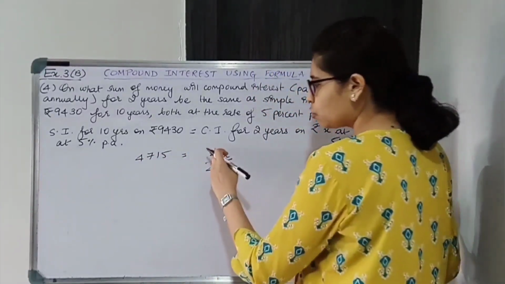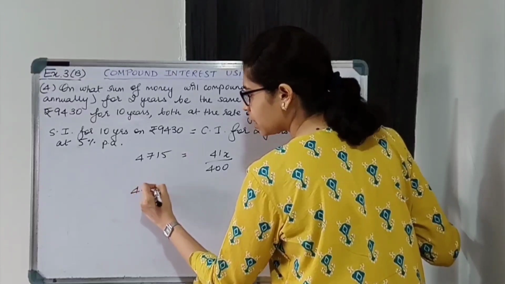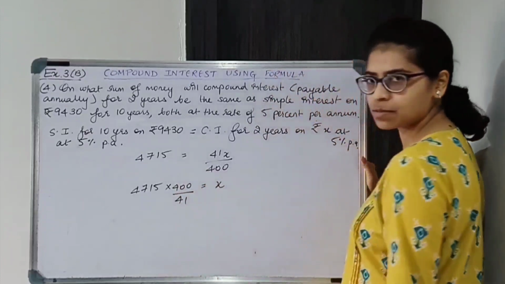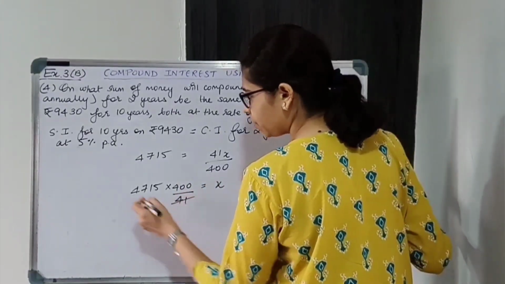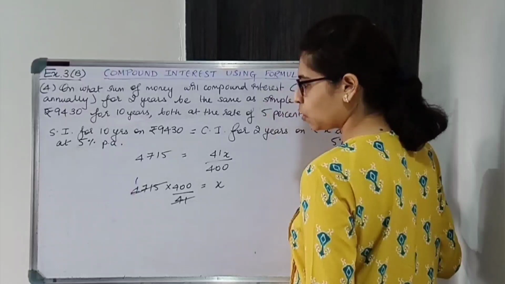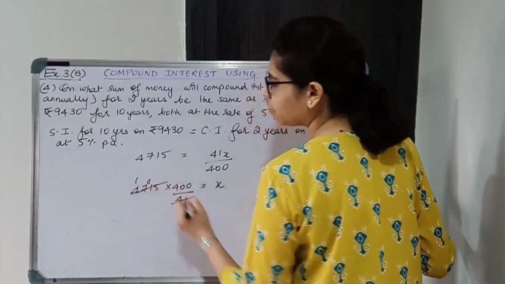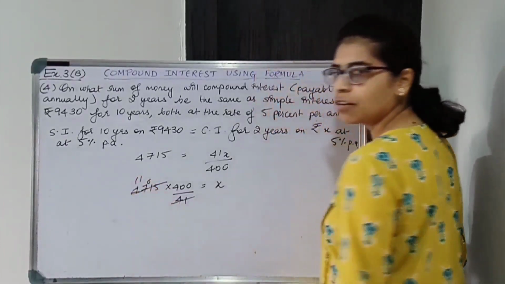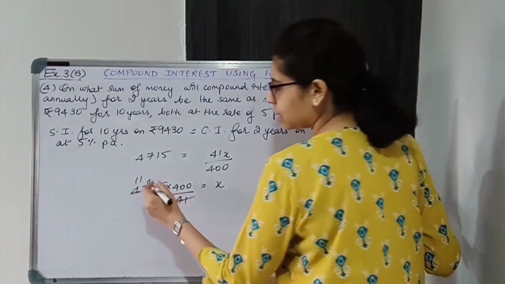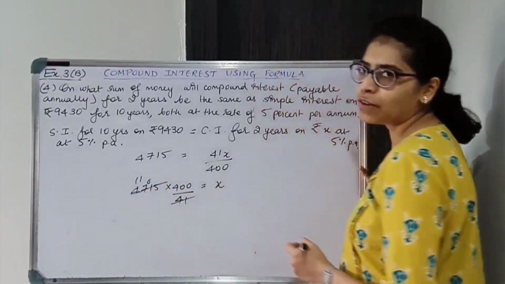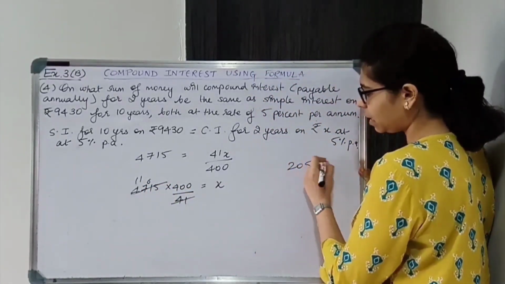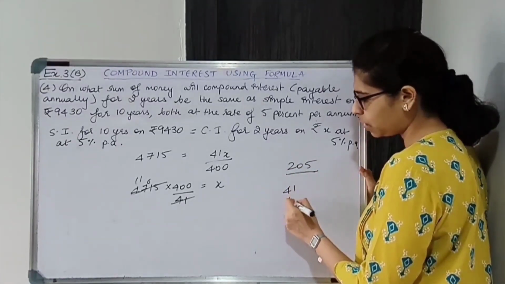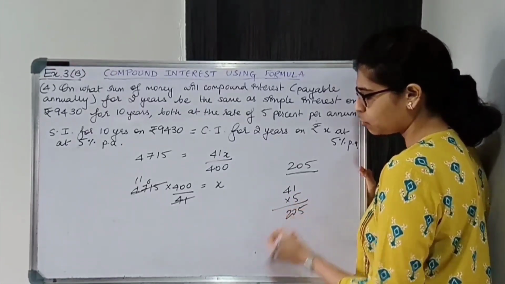Alright, so shift the numbers on the other side. 4715 into 400 upon 41 is equal to x. Okay, so 41 ones are 41. Alright, so we are left with 615. Okay, so 61, so 41 ones are 41. Alright, and again 20 remains, so 205. Alright, so 205, is it divisible by 41? Let us see. Let us take 41 into 5. So yes, we'll get 205.